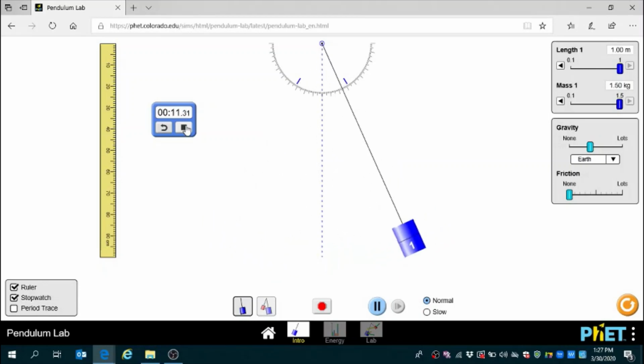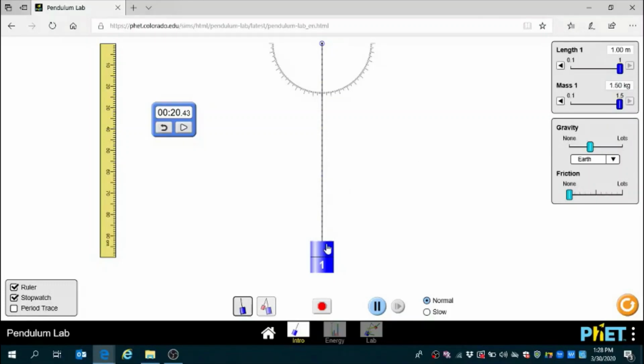5 revolutions again. Sure, the suspense is killing you at this point, but what else are you going to do? Same period. So clearly, the mass doesn't have any effect on the period of motion of the pendulum. Question number 3. How does the starting angle affect the period of motion of the pendulum?